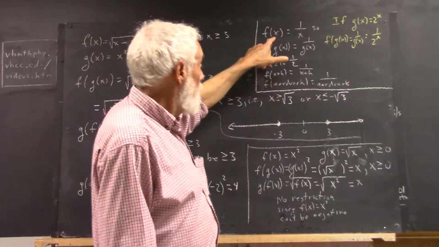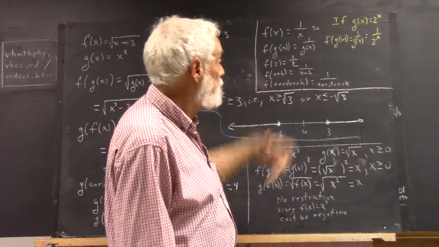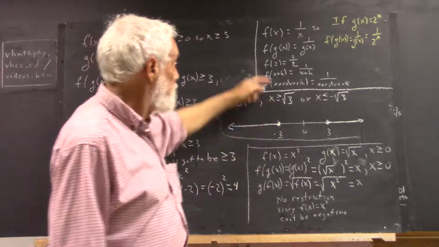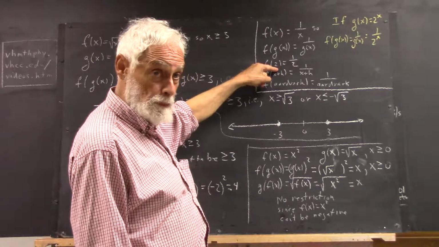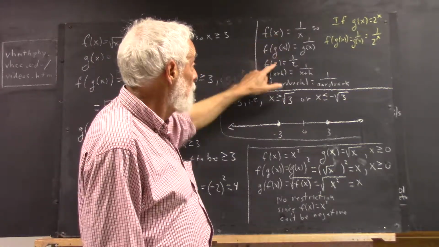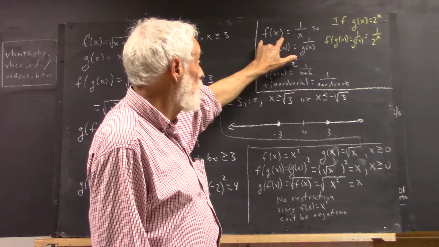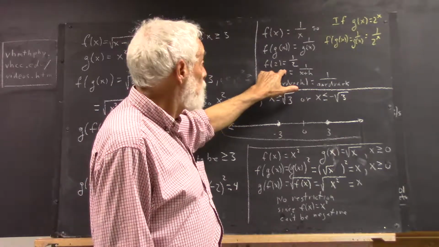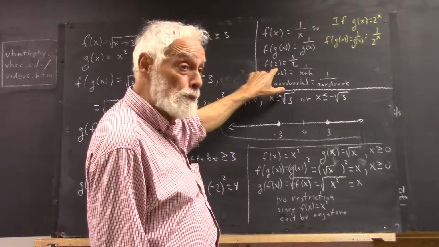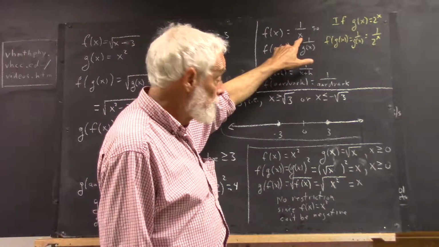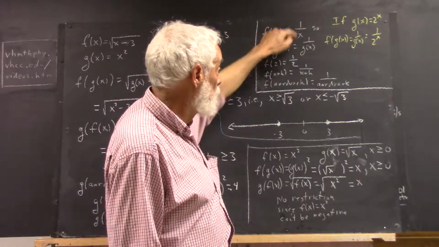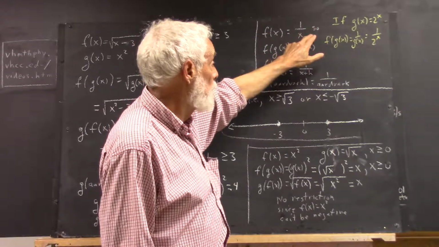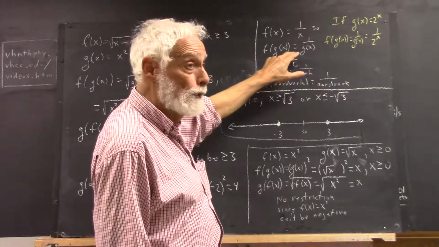Okay, f of x is 1 over x. So, what's f of 2? Well, x has been replaced by 2. Here we have f of x, here we have f of 2. So we see that x is now 2. Well, that means that this x is now 2, so we have 1 over 2. So f of x equals 1 over x becomes f of 2 equals 1 over 2.